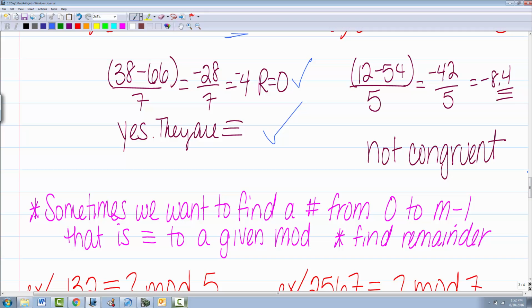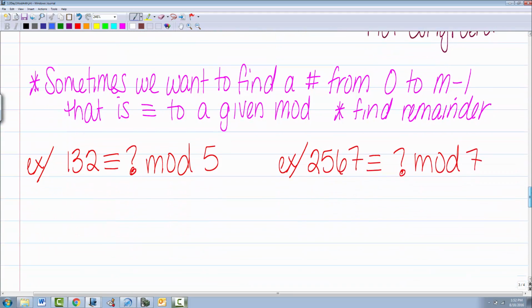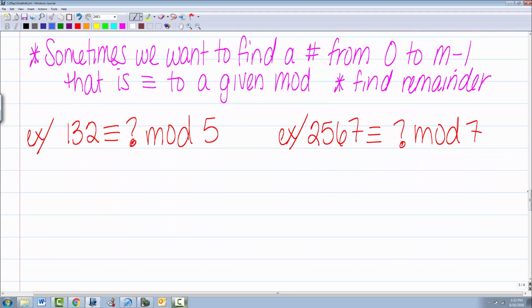Sometimes we want to find a number from 0 to m minus 1. What's m? What we're dividing by. Remember what I said? If we're dividing by 7, the remainder has to be what or less? 6 or less. Answer the questions. All right, 6 or less. So that's all that means. I only have time to do one of these. No, I have time for 2. Why would I take this if I have to find this and find out what the answer is by dividing?